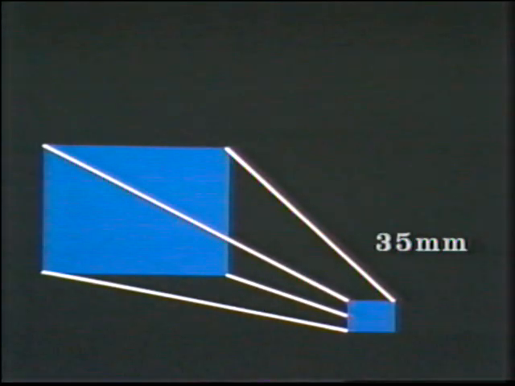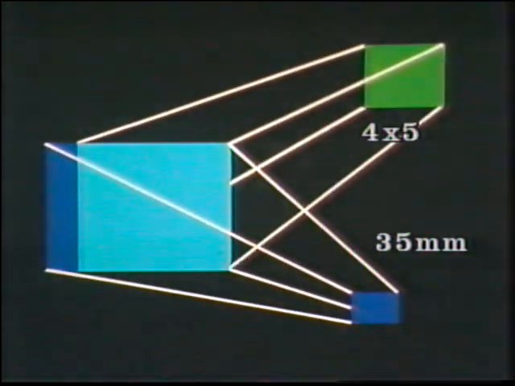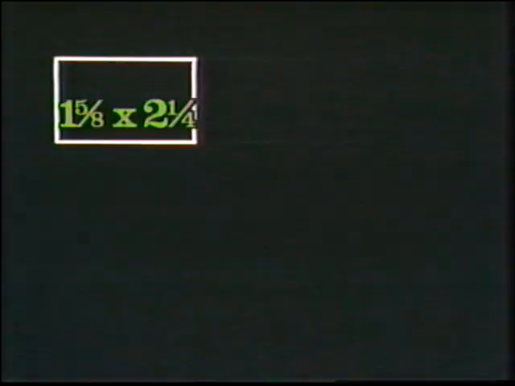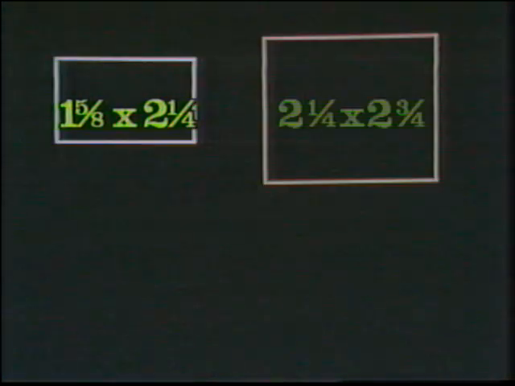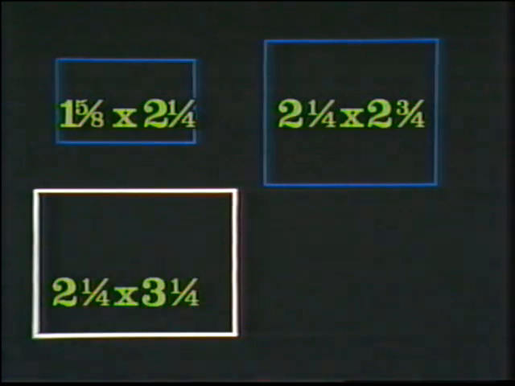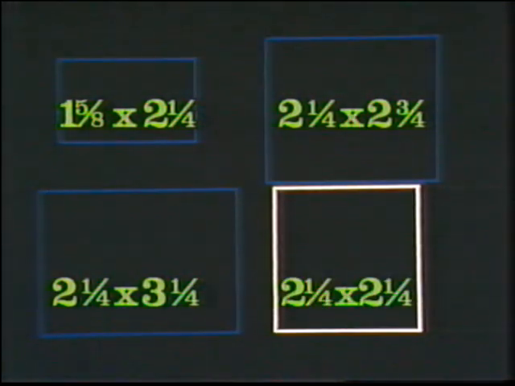Film formats have different proportions as well as different sizes. The 35mm picture is a longer rectangle than a 4x5" picture. Between the 35mm and the 4x5 cameras are several medium format cameras, which produce a variety of different image sizes with different proportions, including the popular 2¼ square format.